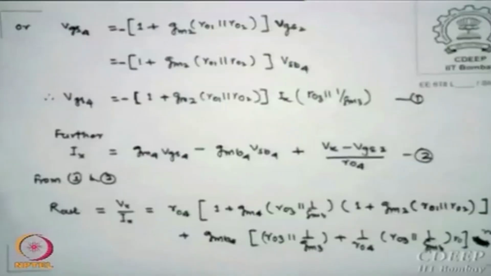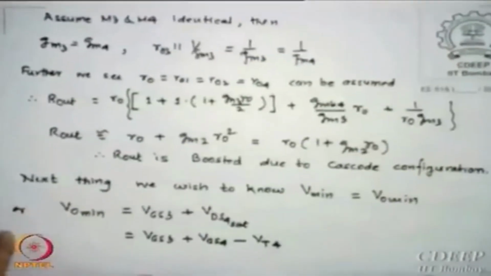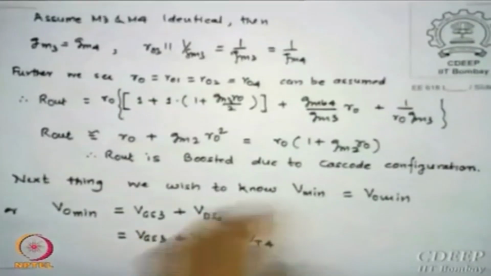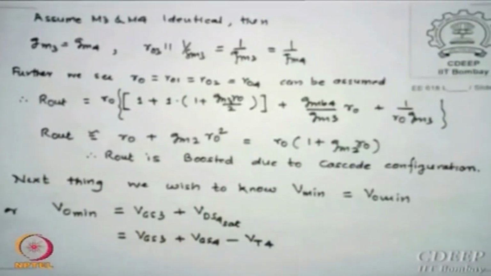RO3 parallel 1 upon GM3, I will replace it by 1 upon GM3 because I know ROs are larger. GM3 is equal to GM4, so RO3 parallel 1 upon GM3 is 1 upon GM3 or 1 upon GM4, and I call them GM itself, per se. I will also say RO1 is equal to RO2 equal to RO4, all these mirrors are the same, so all ROs are the same. If I do all this, and let us say GM2 and GM4 are only one, this can be adjusted.